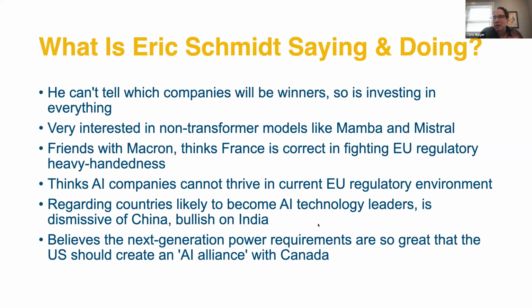And in that Stanford interview, he said, we can't tell who's going to be winners, so everybody's investing in everything. Very interested in getting away from the non-transformer models, because those are the way out of the quadratic complexity issue. He's friends with Macron, thinks France is sort of the leading light of AI in the EU. He thinks the current EU regulatory environment is going to stifle capability in those countries. He's surprisingly dismissive of China and bullish on India. The China one surprised me, India doesn't.